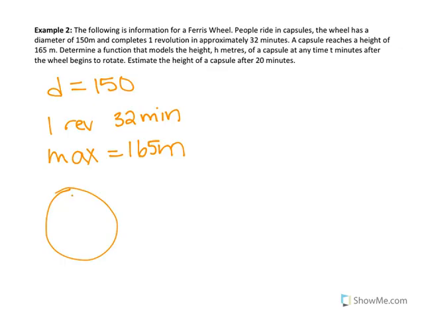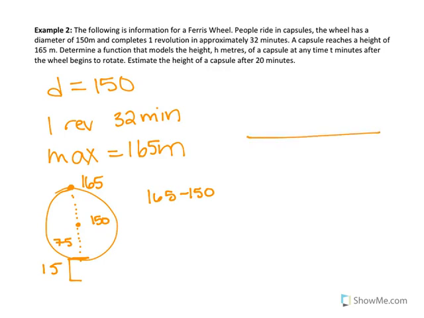Okay, so we know that the diameter is 150, which means that the radius is 75. It has a max of 165. We can figure out the minimum easy. So the minimum is going to be 165 subtract 150. So this right here is 15. It starts 15 meters off the ground.